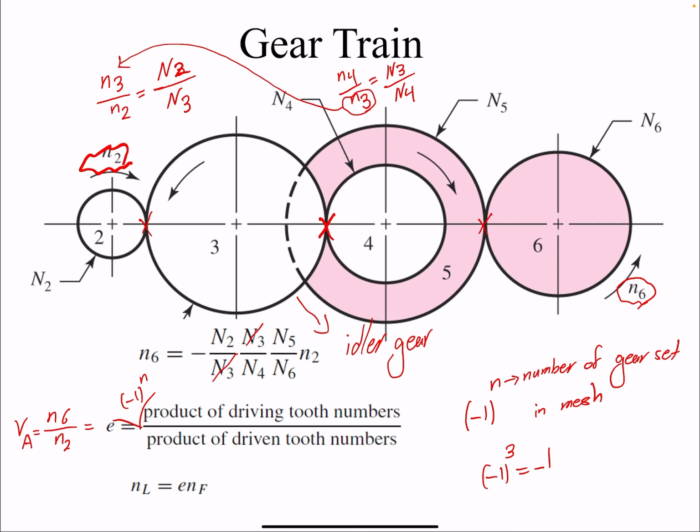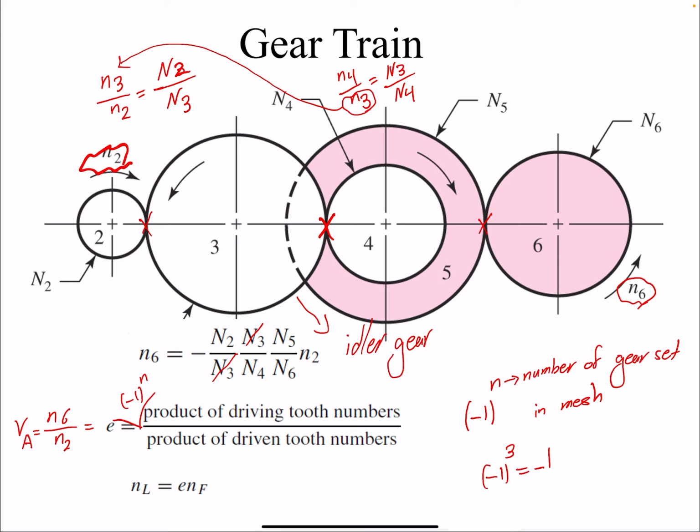So if it has no effect, why are we using it? We use idler gears for multiple reasons, sometimes for changing the direction. You can see that gear 3 comes into play in the number of gear sets in mesh. If we didn't have gear 3, then gear 2 and gear 6 would be rotating in the same direction.